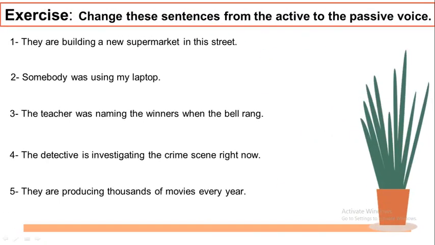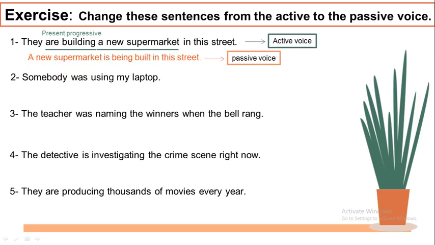Let's check your answers. Number 1. They are building a new supermarket in the street. The main verb is are building and it is in the present progressive. What are they building? A new supermarket, the receiver of the action. The sentence is in the active voice and in the passive voice it is going to be: a new supermarket is being built in this street.